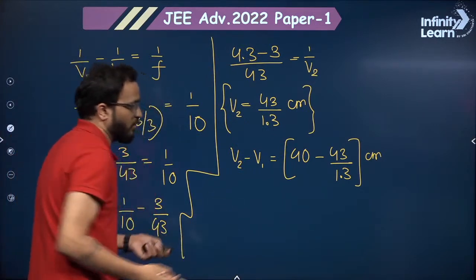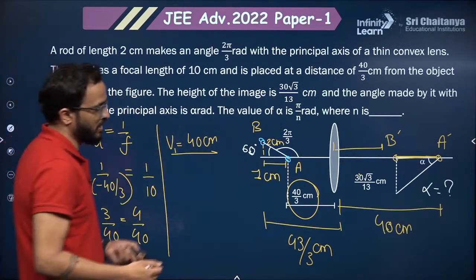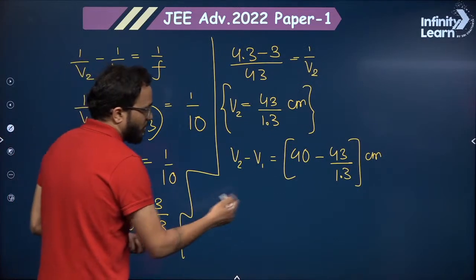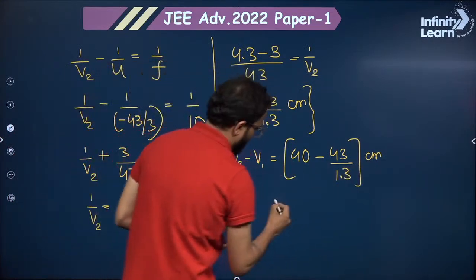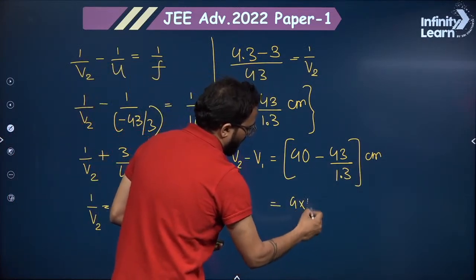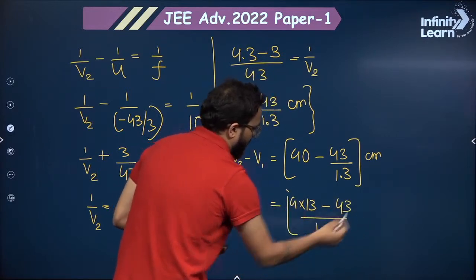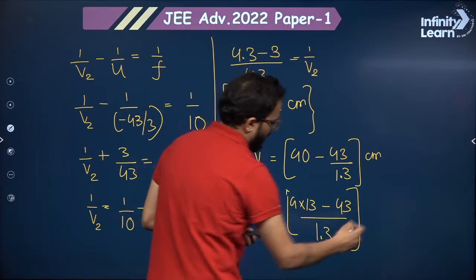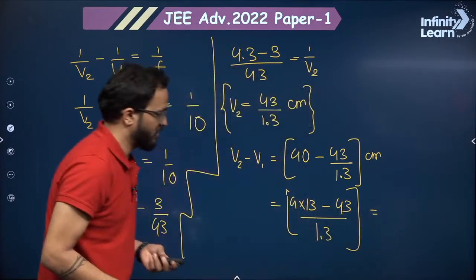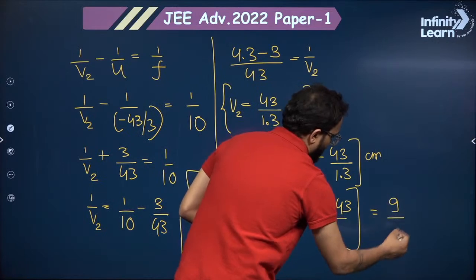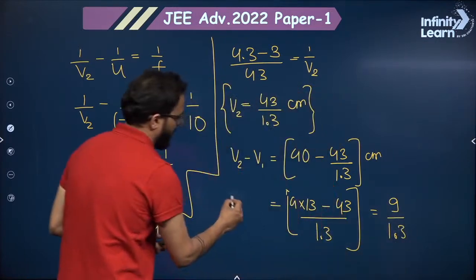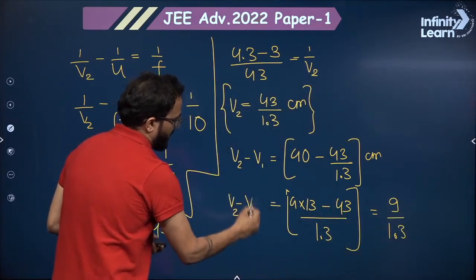Now what is the value of this height that is given? 30 root 3 by 13, right? So how much is this? Do this quickly. 40 into 13 minus 430 upon 13. 520 minus 430 is what? 90. So 90 by 13. So this is V2 minus V1.